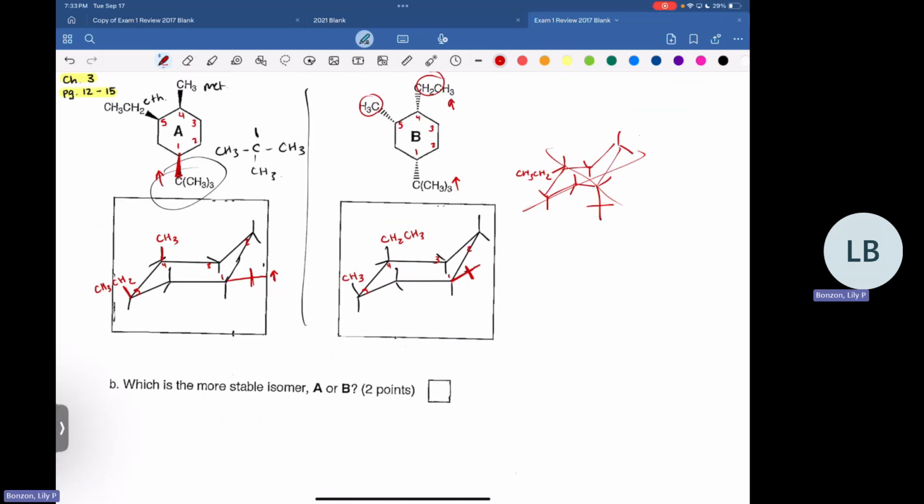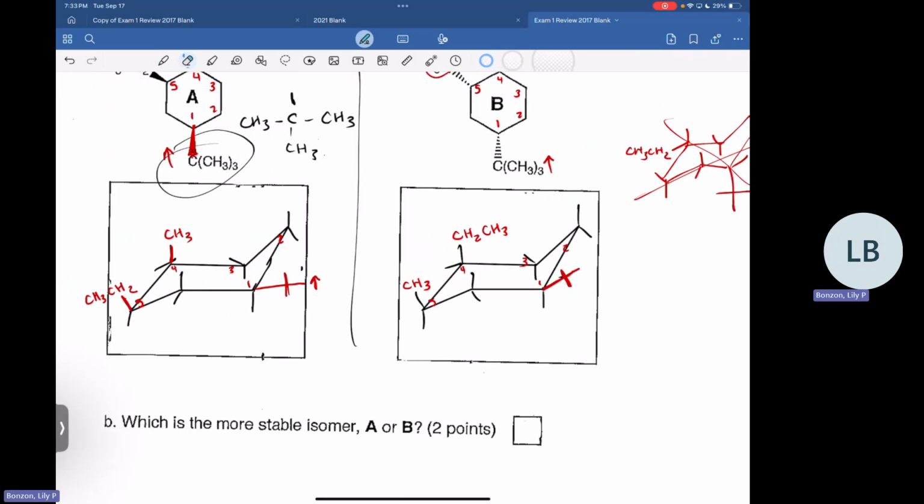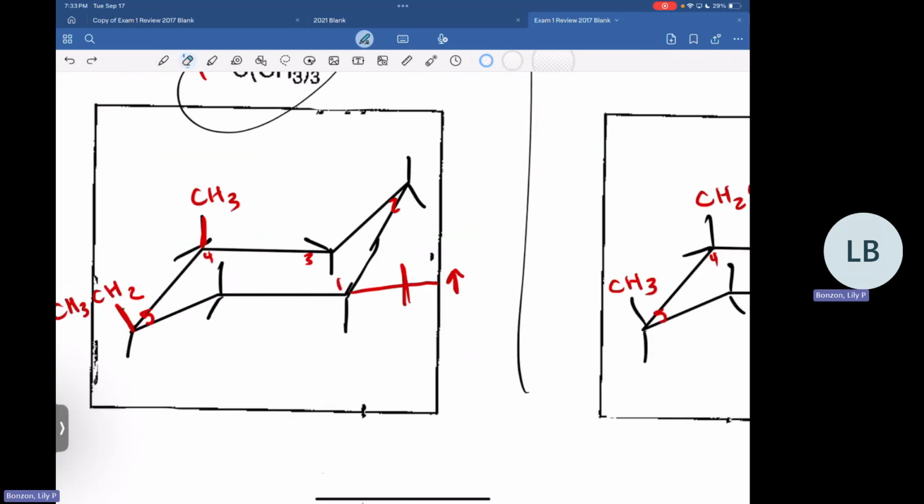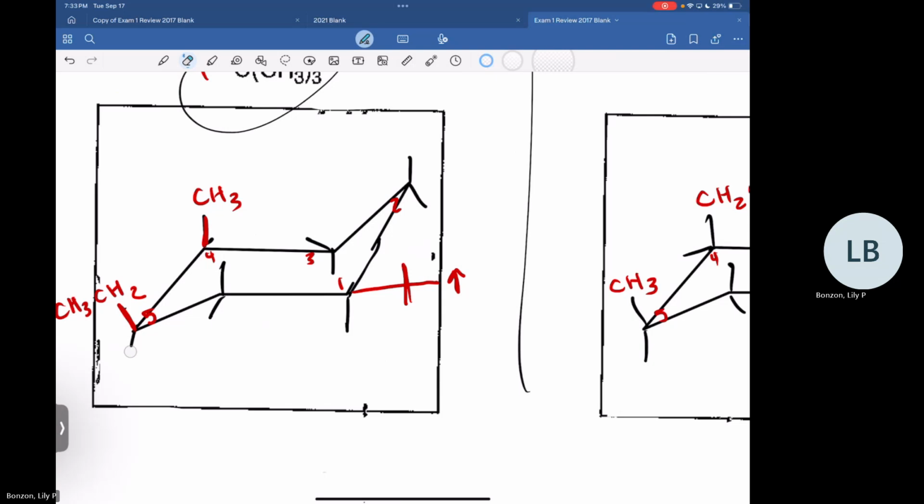So there might not always be the perfect structure where all the groups are in the equatorial. So just make sure that you're focusing on the biggest group. And then I'll just go back and erase the extra lines. You could also just put hydrogens there if you want to.